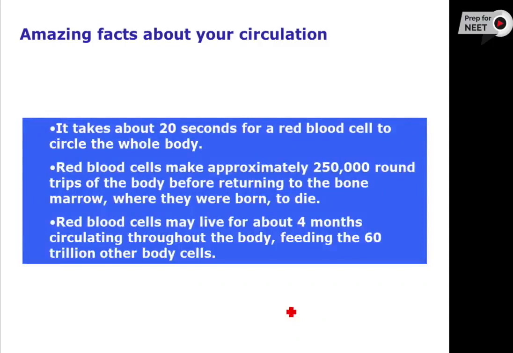Red blood cells make approximately 2,50,000 round trips of the body before returning to the bone marrow. The red blood cells may live for about 4 months, circulating throughout the body, feeding some 60 trillion other body cells, though the average lifespan is about 120 days. The average lifespan is 120 days for the RBCs.